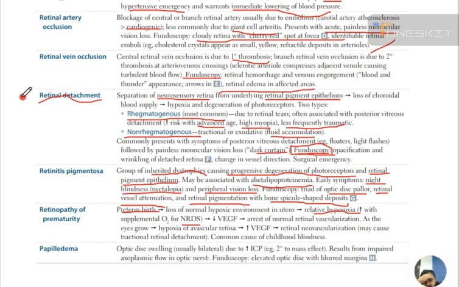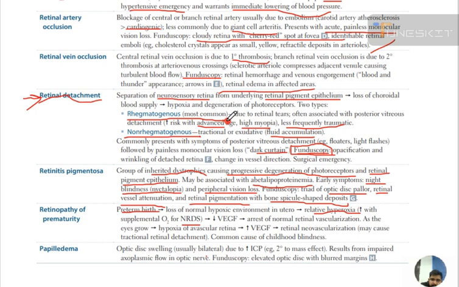The next thing is retinal detachment. Very important. It is separation of the neurosensory retina from the underlying retinal pigment epithelium. There is loss of choroidal blood supply, which would result in hypoxia and degeneration of photoreceptors. There are two types, rhegmatogenous and non-rhegmatogenous. Rhegmatogenous is more common and is due to a retinal tear, most often associated with posterior vitreous detachment.